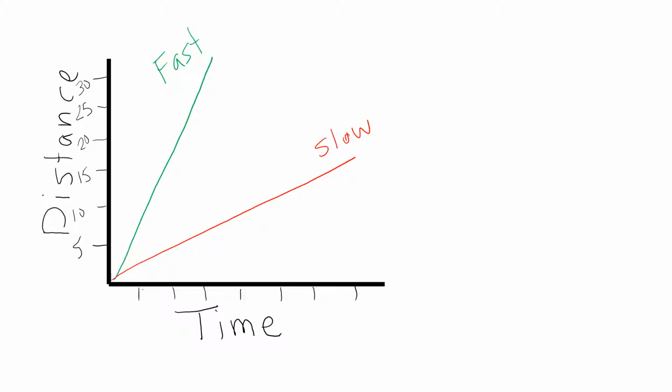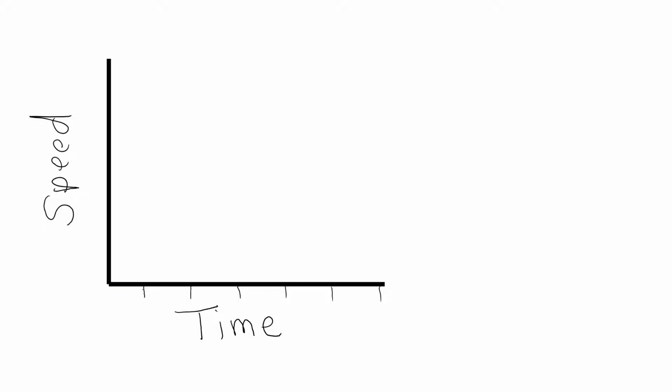Now let me go on to my next one. Here, it looks a lot the same, but it's very, very different. Now I've got speed on my y-axis. My independent variable is still time, but my dependent variable is speed. So now what I'm doing is I'm actually measuring a change in speed. Okay, so here I'm actually measuring acceleration, but the same stuff can happen.